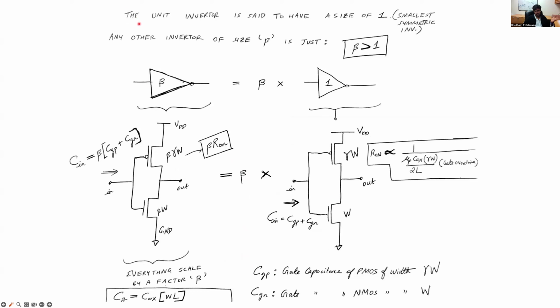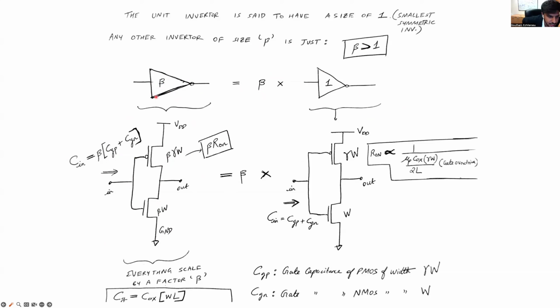So basically, as I mentioned earlier, the unit inverter is the inverter that's said to have the minimum size, which is the size of 1, the smallest possible symmetric inverter in the given technology. Any other inverter of size beta, for some beta greater than 1, is just going to be beta times this unit inverter, which in circuits is represented by multiplying beta to the width of the NMOS and the width of the PMOS. And so this would be an inverter of size beta.